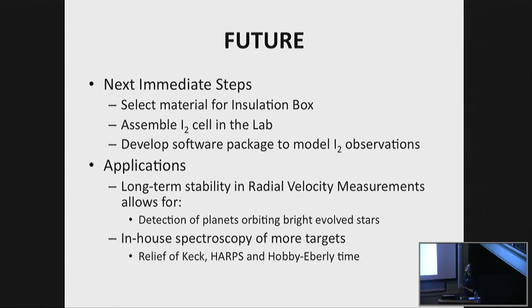So the immediate next steps are going to be selecting the material for the insulation box, assembling the iodine cell in the lab, and continue working on the development of a software package to model the iodine observations. In the long term, we hope that the iodine cell will help us provide longer-term stability in radial velocity measurements, which will allow for detection of planets orbiting rival stars, amongst other science goals. And perhaps most importantly, will allow us to do more in-house spectroscopy of other targets, and as such, relieve time in Keck, HARPS, and the Hubble Everly telescope.